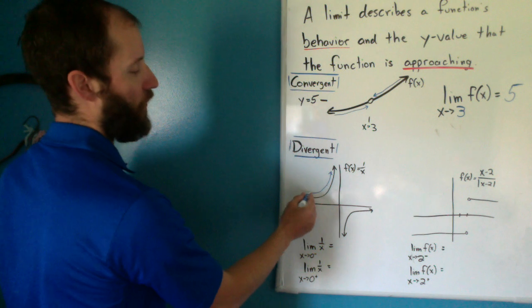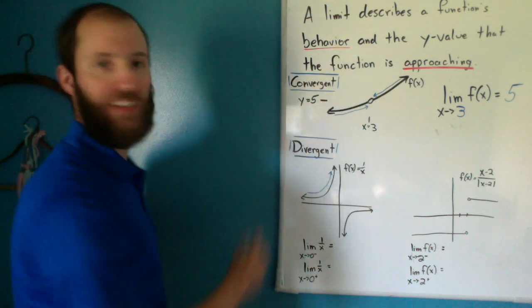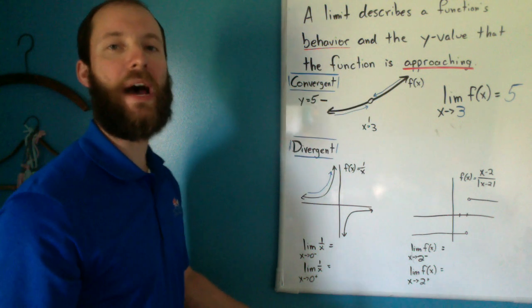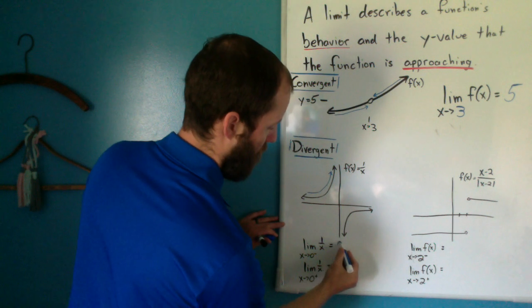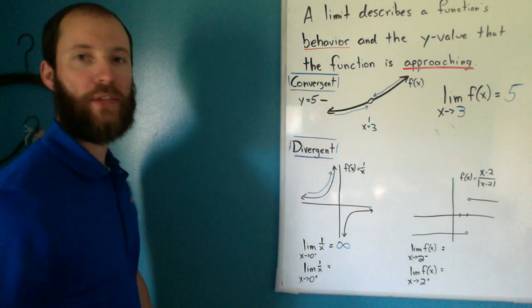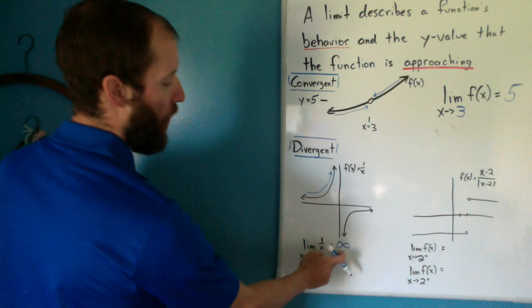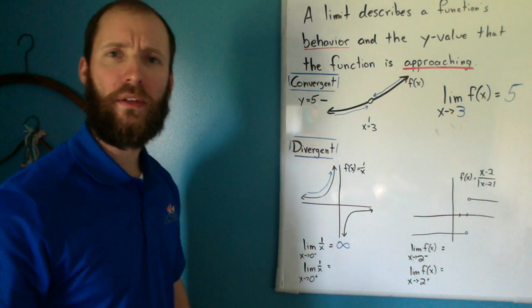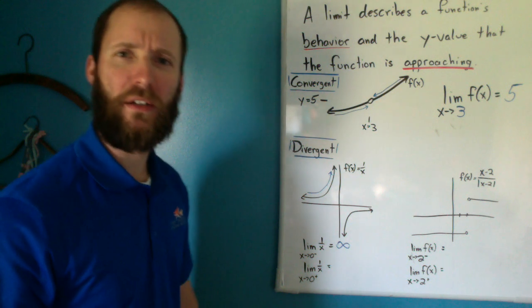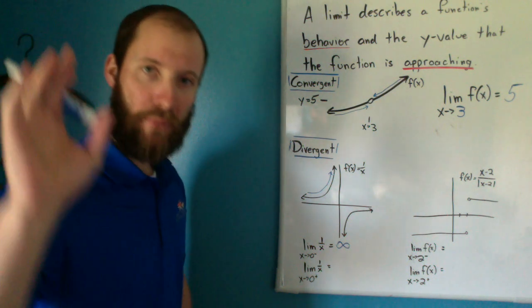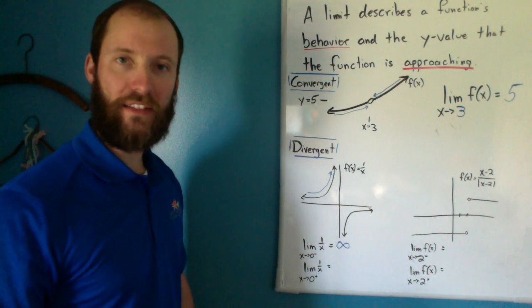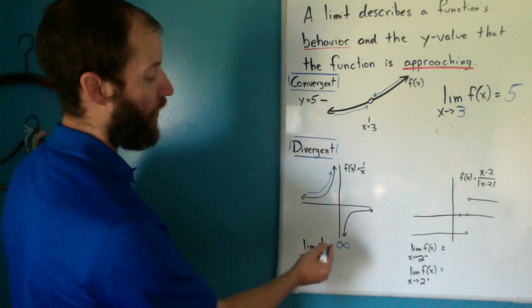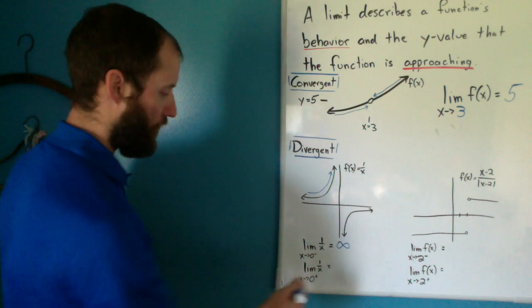Now, we see that this function goes up, and it just keeps going up. It increases without bound. So, as we approach from the left, our y values go towards infinity. Now, will they ever get there? No. Infinity is not a number. You can't get there. But a limit is not about what a function is, it's about what a function is doing. We are going towards infinity.